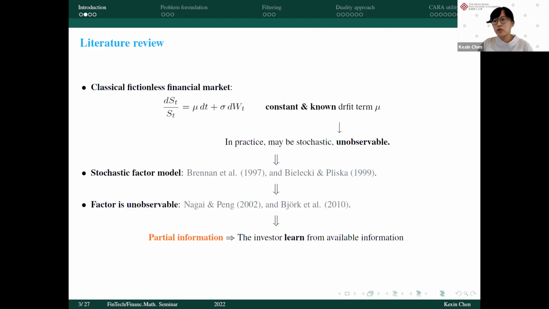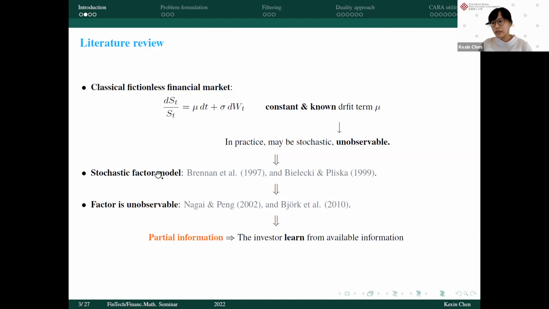Merton's pioneering work prompted researchers to contribute a considerable volume of new work on this subject. The earlier works focused on the classical frictionless financial market, in which a geometric Brownian motion governs the risky asset with a constant and known drift term. This modeling assumption is convenient from the standpoint of analytic tractability, but from a practical point of view, the parameters could be stochastic and unobservable.